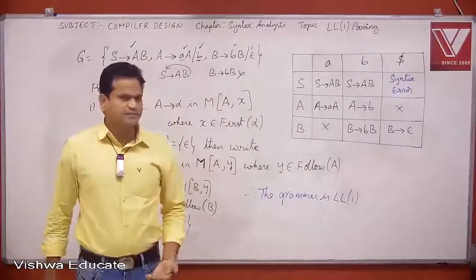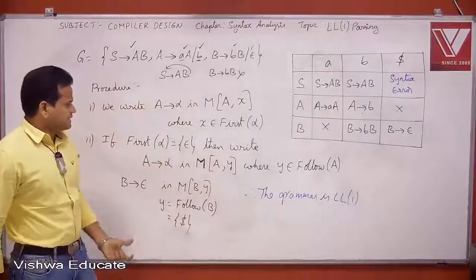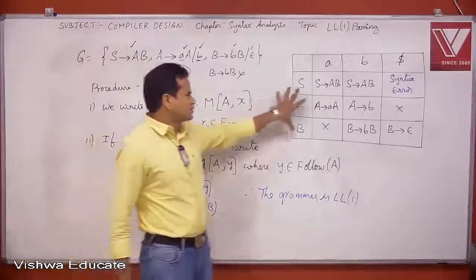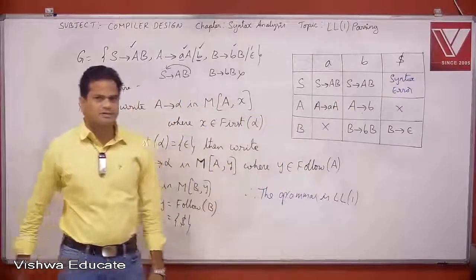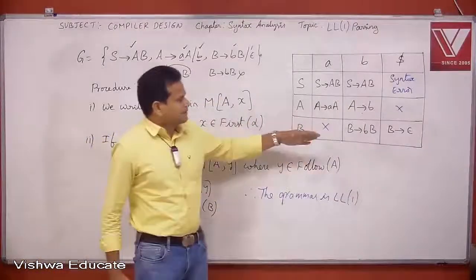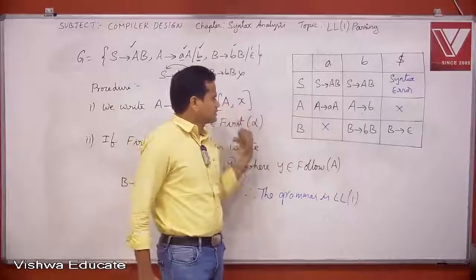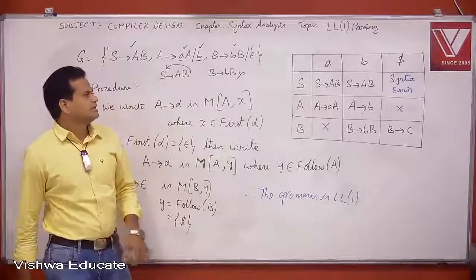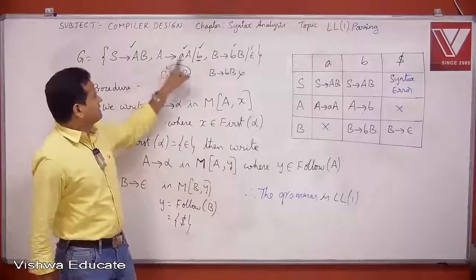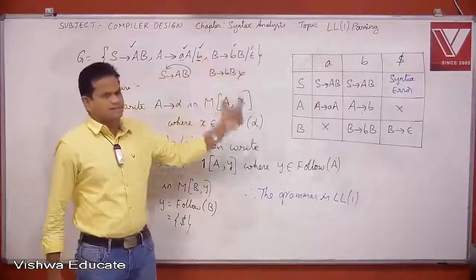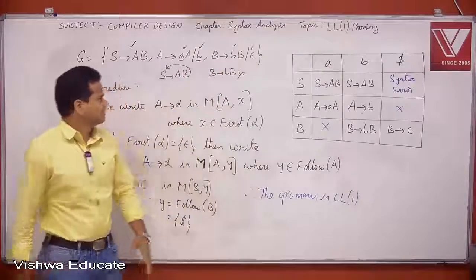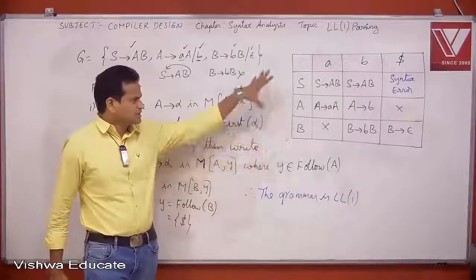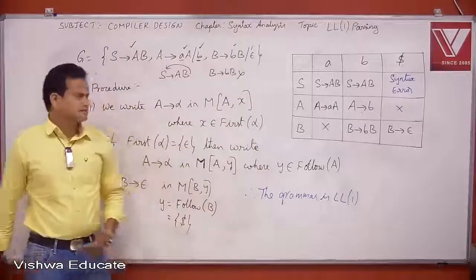And we can decide whether a grammar is LL(1) or not within seconds without going through this procedure. Actually, this procedure will be useful in your semester exams. But if you go for the GATE examination, by looking at the grammar, within less than a minute, maybe within half a minute, we can say whether it is LL(1) or not. No need to construct this table. So how is that? We will see in the next session.